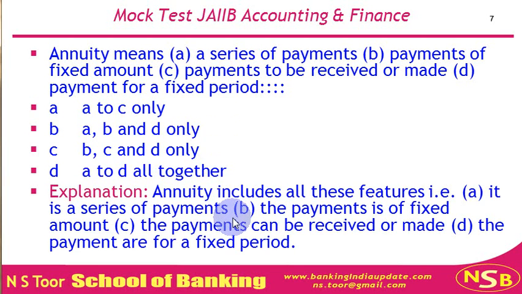It is a series of payments. The payment is of a fixed amount. The payment can be received or made. The payments are for a fixed period. For example, recurring deposit. Recurring deposit is a sort of annuity where payment is made to the bank and received by the bank. Payment is for a fixed amount. Payment is for a fixed period. One of the parties is making the payment and the other party is receiving the payment.